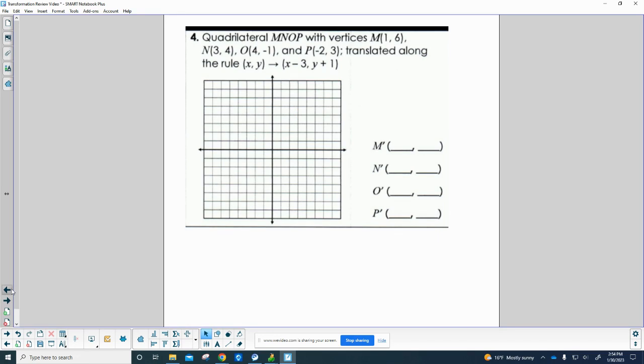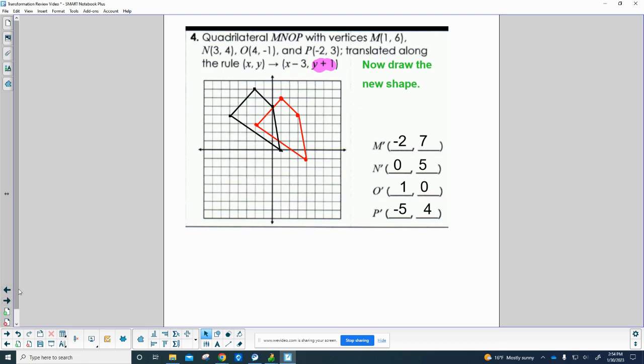In this case, we have a quadrilateral. We're going to translate it 3 units left and 1 unit up. So here's the original. And we notice that we go 3 units to the left and then 1 unit up. So we've got 4 new points at the top of those pink little lines there. And then we draw our new shape going between those 4 new points. And here are the x and y values for those 4 new points. So if you see that, it's pretty straightforward.